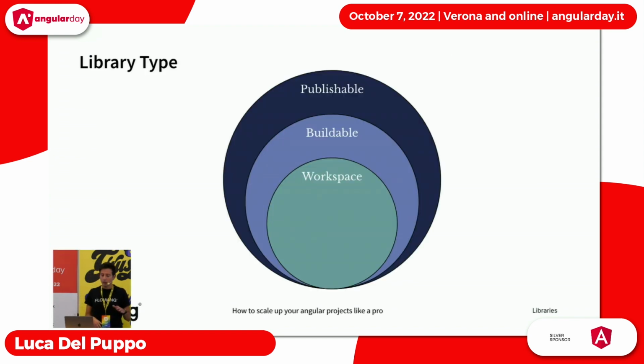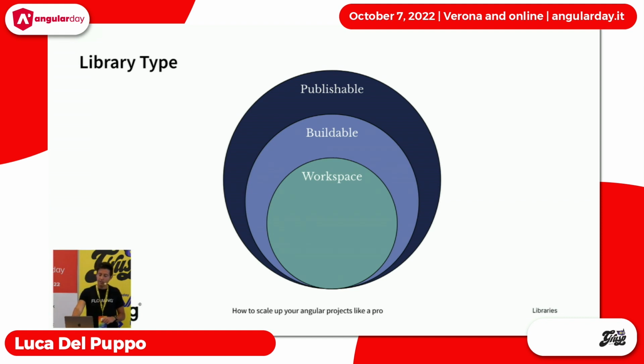Libraries in NX can be of three types: workspace library, buildable library, and publishable library. The first one, workspace library, is the simplest, because this kind of library can be linked or tested in a common way. So this kind of library can't be built and can't produce an artifact, so NX is not able to cache it. But it's very common, if you have a monorepo, to use a workspace library to share the data transfer objects between the backend ecosystem and the front-end ecosystem.